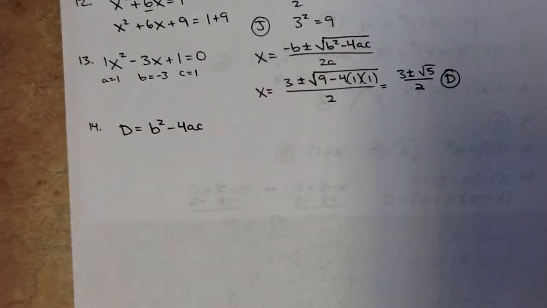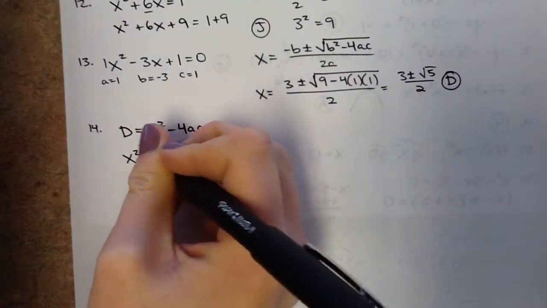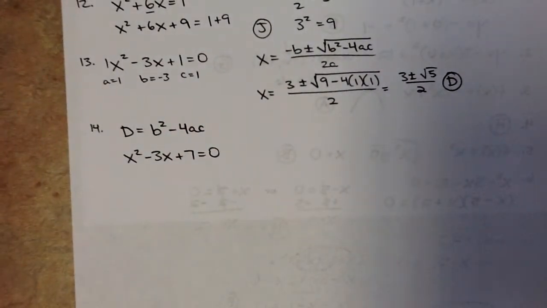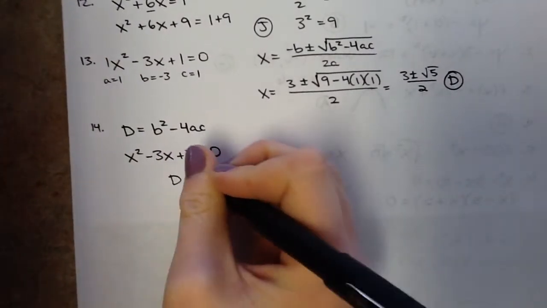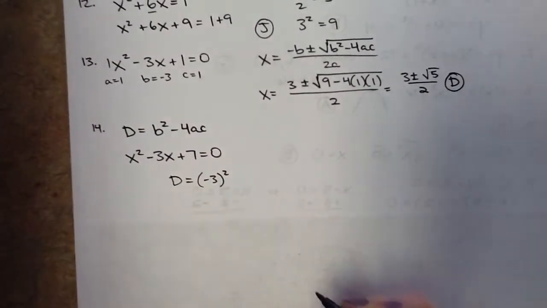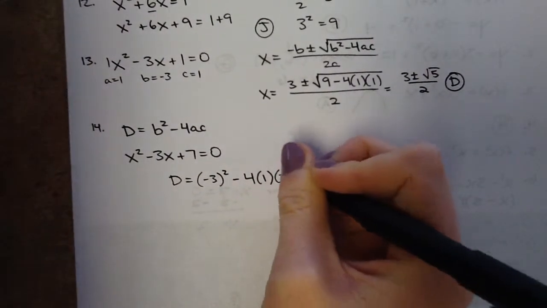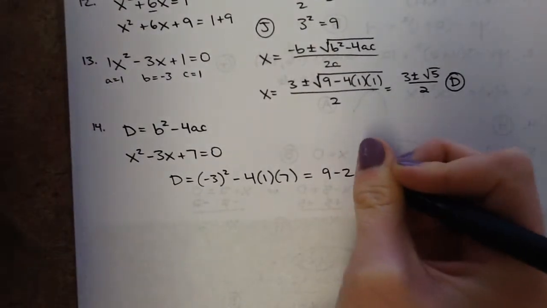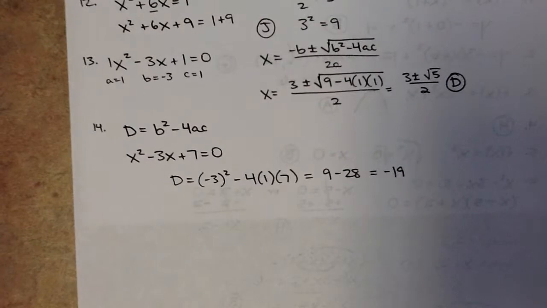All right, so we've got multiple options here. This first one, let's walk through this. So here's our equation. We don't need to solve the whole quadratic formula. We just need to do the discriminant. So b squared is -3 squared minus 4 times a is 1 times c is 7. So I get 9 minus 28, which gives me a -19. Okay, so -19 is negative, of course.